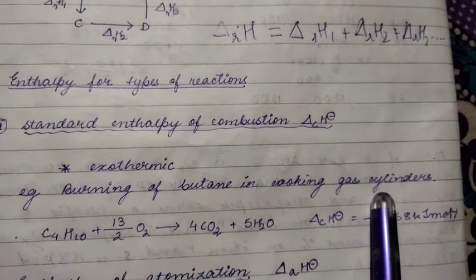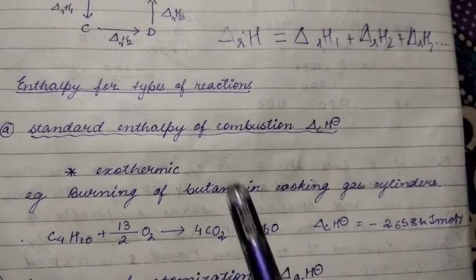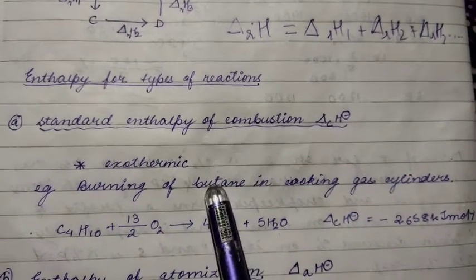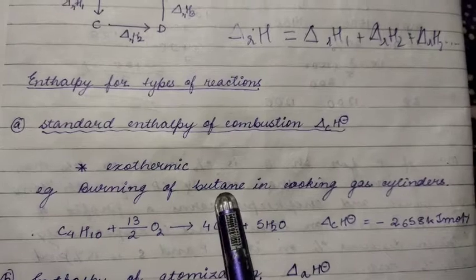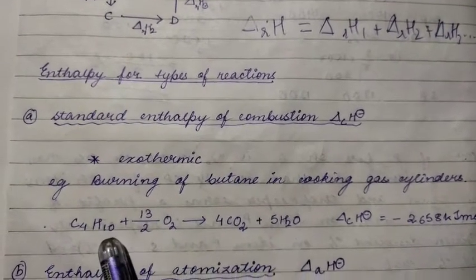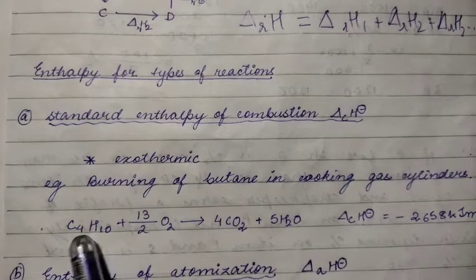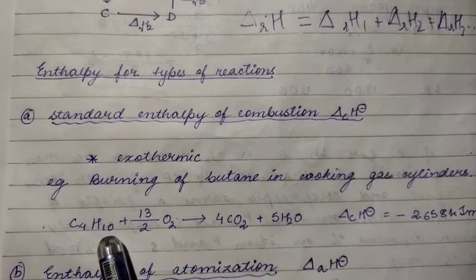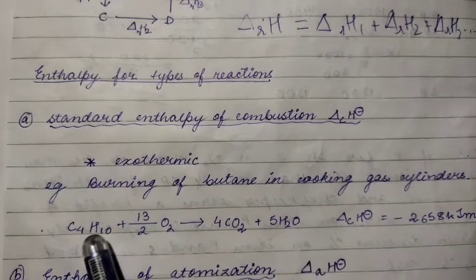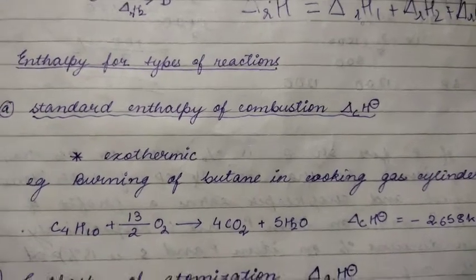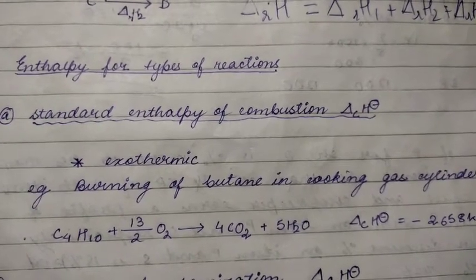In the gas cylinders, one gas is provided, that is butane gas, and how is it burnt while we light a stove? Let us consider the reaction here. The butane formula is C4H10, so 4 carbons and 10 hydrogens. C4H10 plus oxygen will give us carbon dioxide plus water.